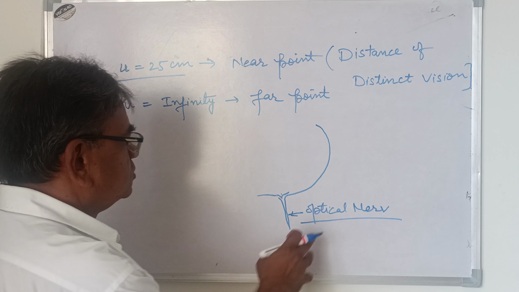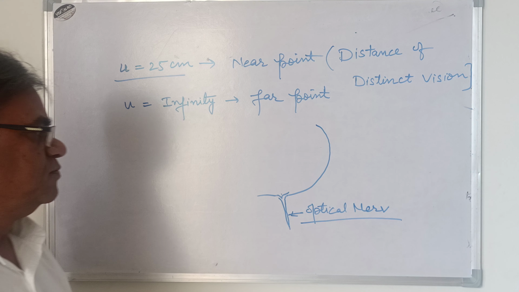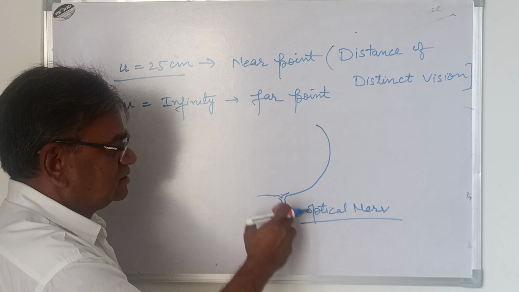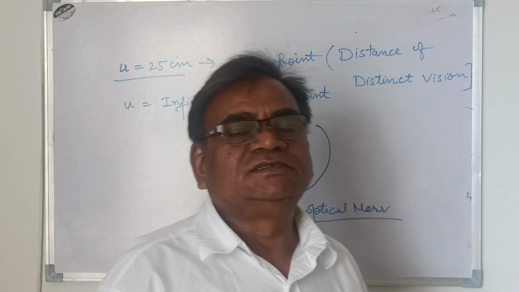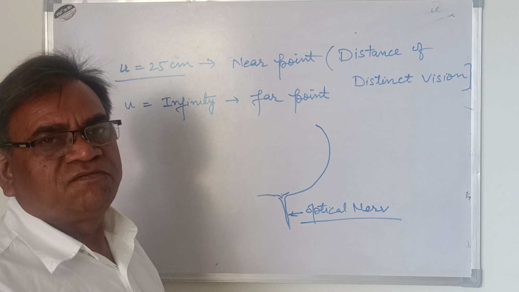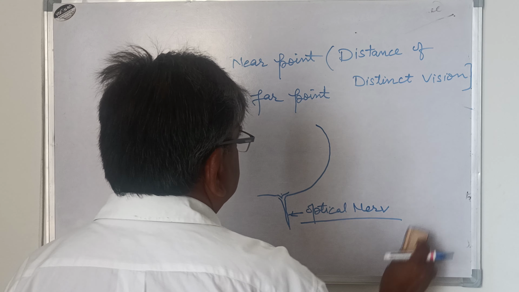So this picture is transferred through the optical nerve as an electric signal to the brain. The brain analyzes it. Though the image is formed inverted, our brain analyzes it and we see things as they are in reality, erect.